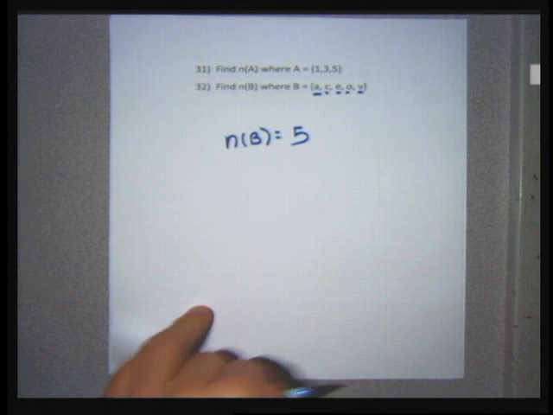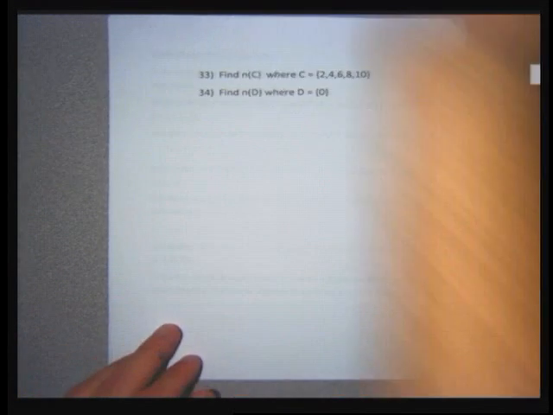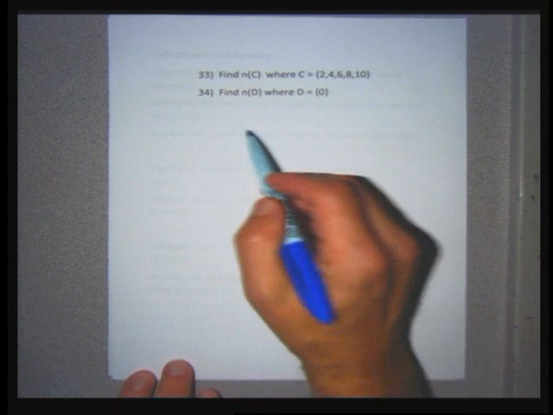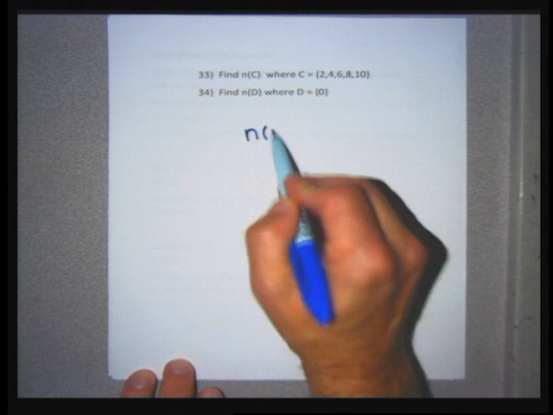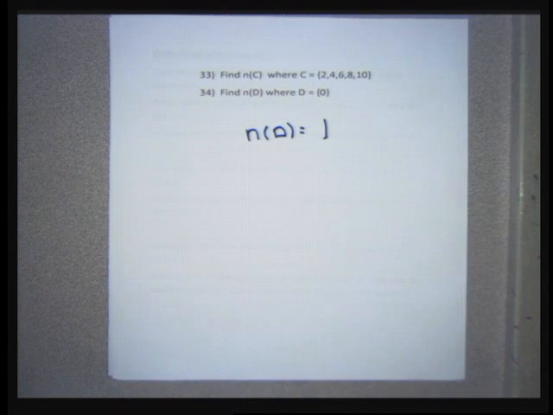Getting close to the end here, I sense, because my stack of papers is almost down to nothing. So for my 34, find the number of elements in set D, where D is a set that contains the number 0. That's not the empty set. An empty set, there would be nothing inside that. In my set D, there's one element inside, the number 0. So the number of elements in set D, the cardinal number of set D, is 1.